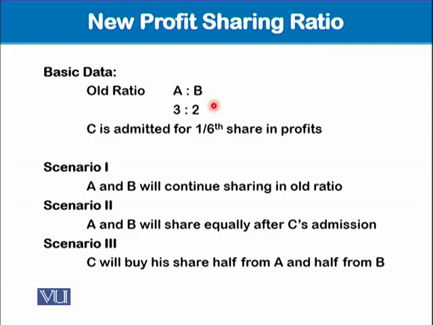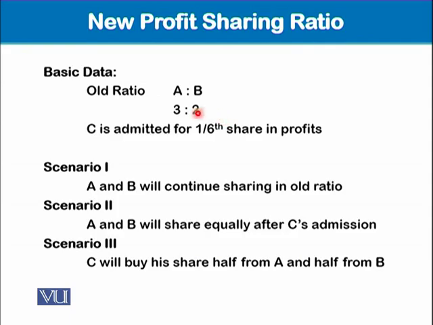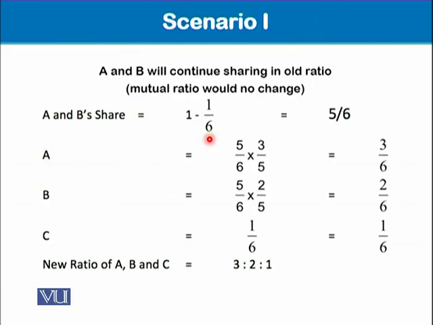Remember that old ratio is 3:2 and C has been admitted for 1/6 share in profits. In scenario 1, A and B will continue sharing in the old profit sharing ratio, meaning the mutual ratio will not change. So A and B's share is 5/6. How? Because the new partner C is getting 1/6 share, so 1 minus 1/6 will give us 5/6.